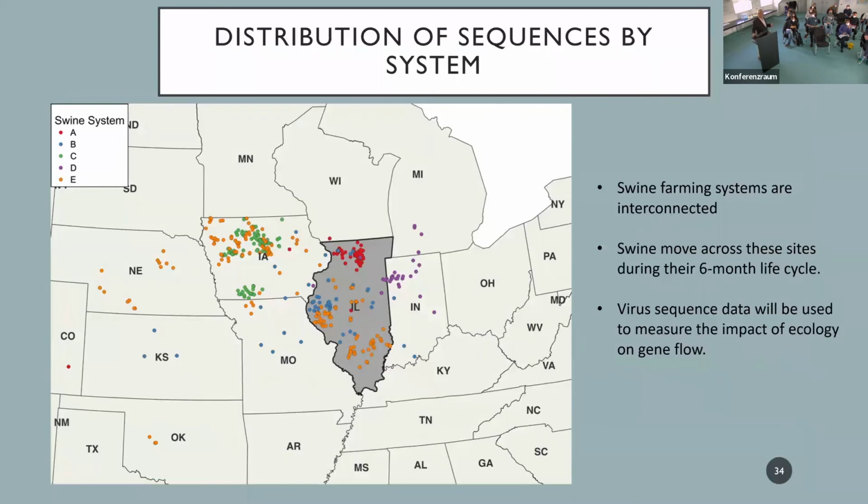So this is a map of the swine systems. The different colors, A, B, C, D, and E, are the different companies. There's names of the companies, right? And they're different swine farming systems that are supposed to be closed systems. Okay, the pigs go from farm to farm, but within the same company. And so they're interconnected. And then the swine move across during their 6-month life cycle. And so we are collecting, like Varun was doing, virus sequence data, and then we're going to measure the impact of ecology on gene flow and, again, reassortments.